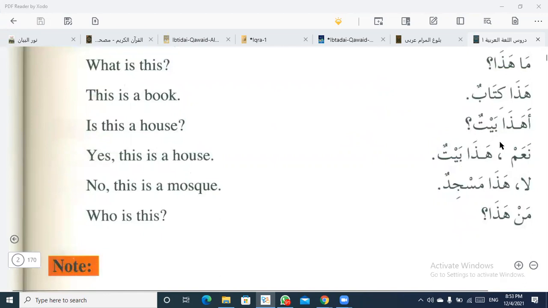Haza baitu. Is this a house? La, haza masjid. Yes, this is a house. La, haza masjid. No, this is a mosque. Man haza? Who is this? Okay. Next one. Read this.